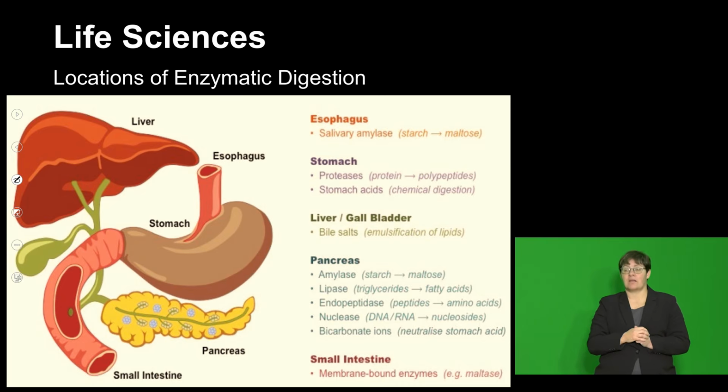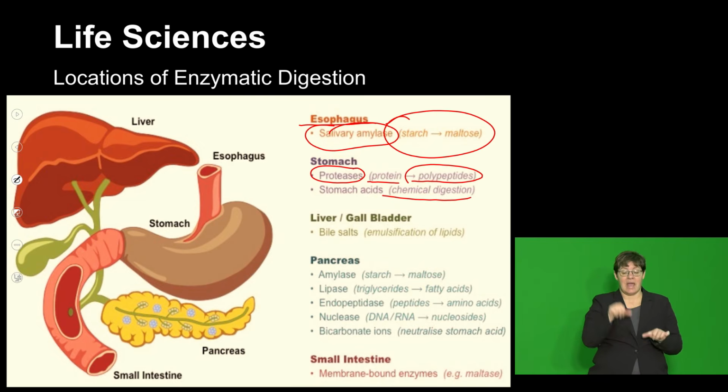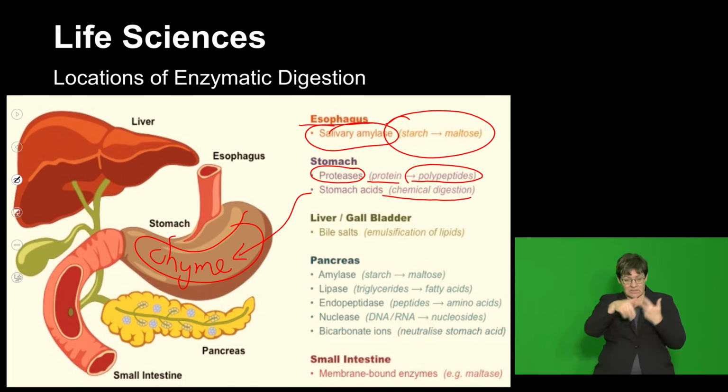So as I mentioned, in the mouth you find salivary amylase being produced, and that then travels down the esophagus. In the stomach, we've got your proteases, which break down proteins into polypeptides. Polypeptides are smaller molecules that make up proteins. We know that in the stomach, chemical digestion takes place, and this mixture of food along with the digestive juices from the stomach is called chyme.